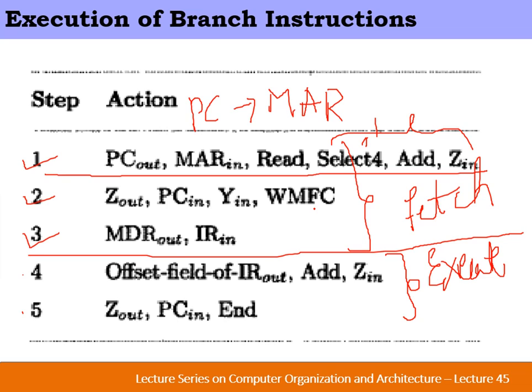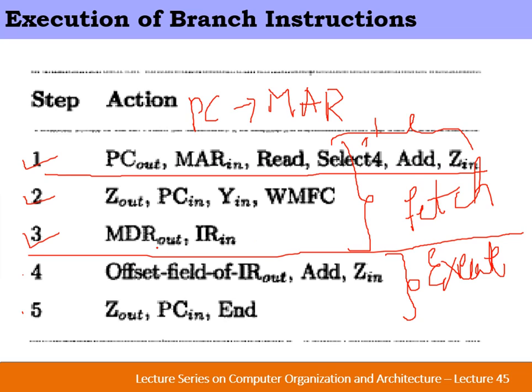So waiting for whenever the memory function completed signal becomes equal to 1, automatically the instruction is being fetched from the memory location and it is stored in the memory data register. So step number 3 says, from the memory data register we can copy it into the instruction register. Hence the required control signals are MDR out and IR in.